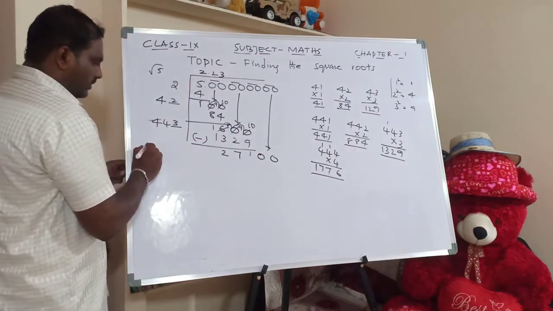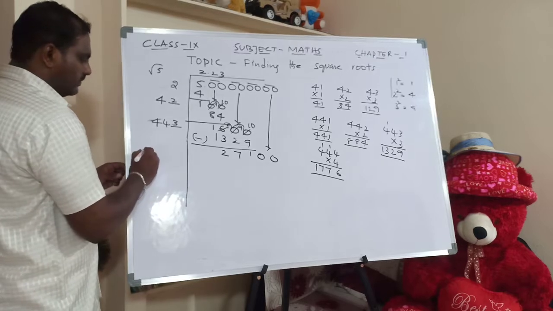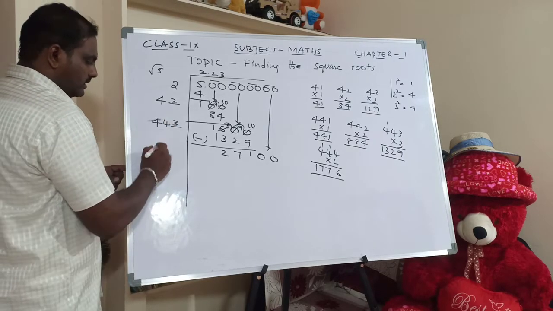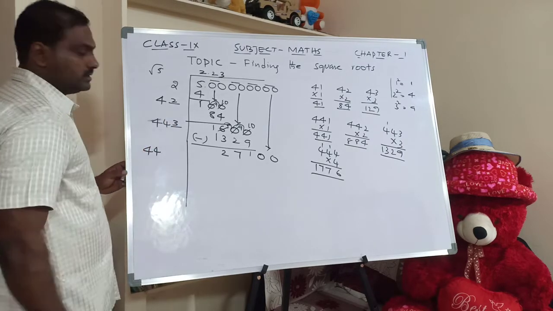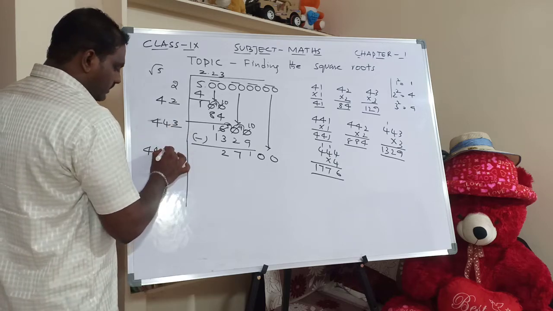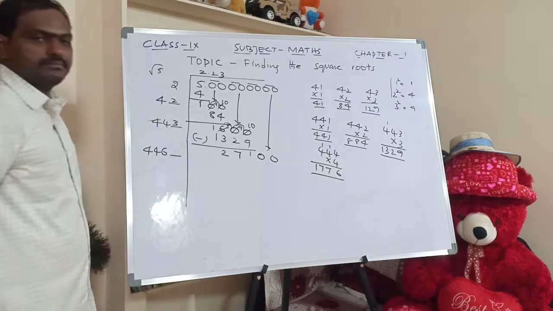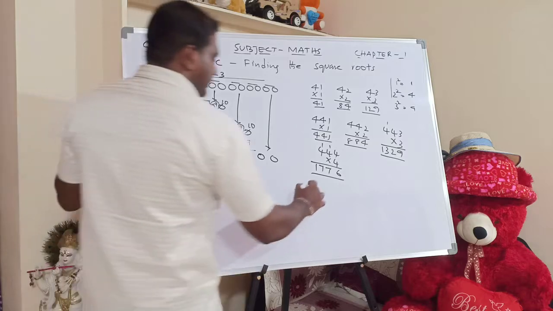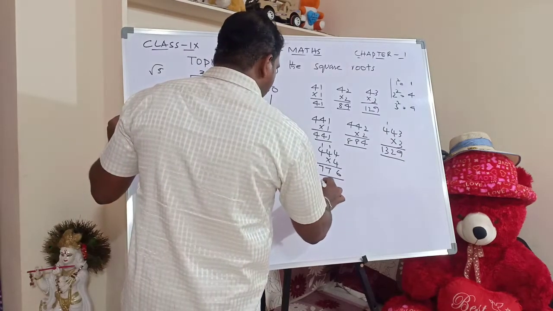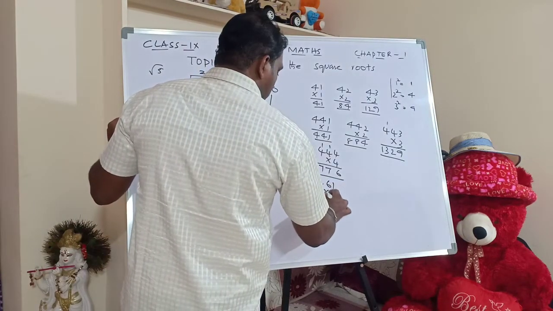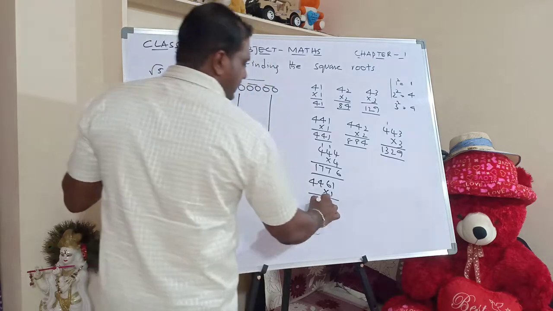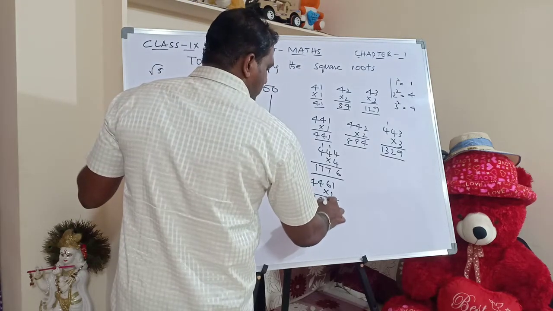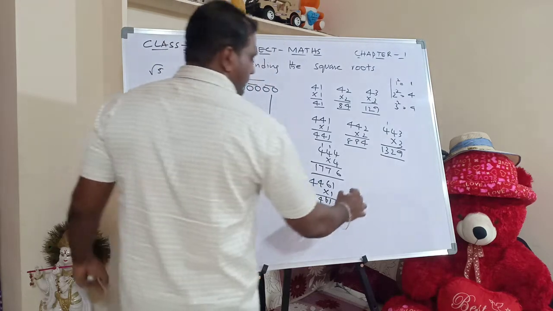Now 4. Next step, what is the next step? 4 it should not double. This 4 also it should not double. Then this 3 should be doubled. How much? 6, again blank. Now repeat. 4461 into 1. So I will get the same number because whenever you are multiplying with 1 you will get the same.